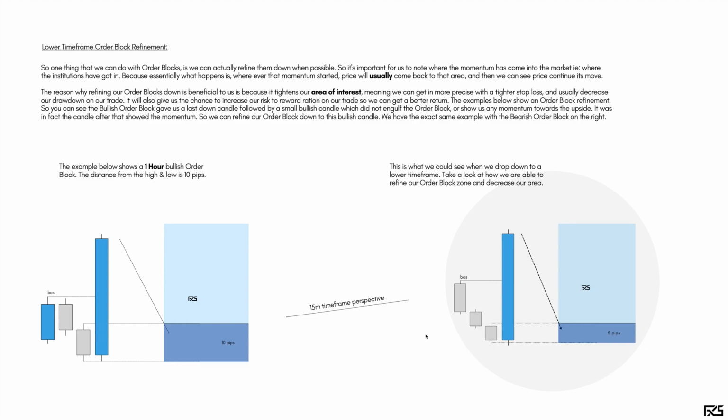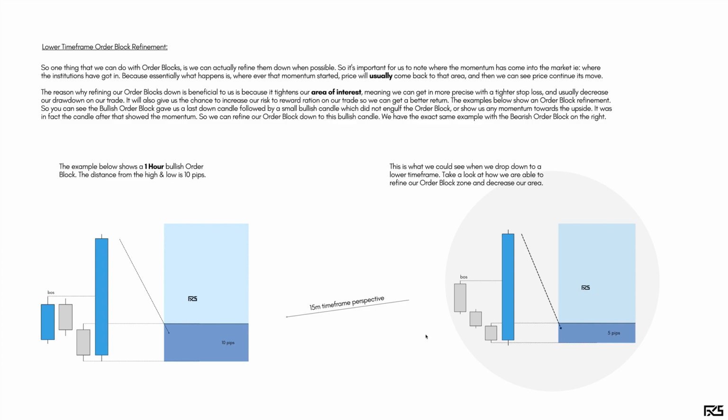Lower time frame order block refinement. So now that we've touched base on order blocks, we can get into how we can refine them down and essentially be more precise with our trades. So the first thing that we need to do with order blocks is we can refine them down when possible.